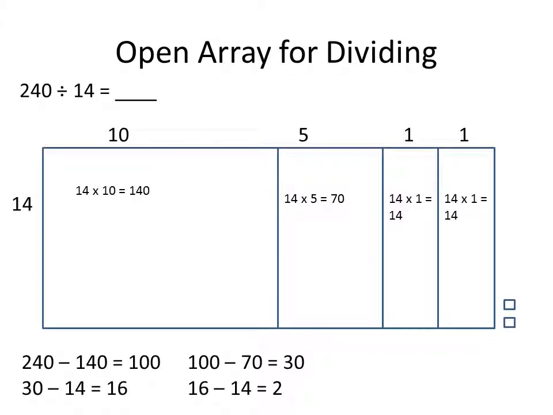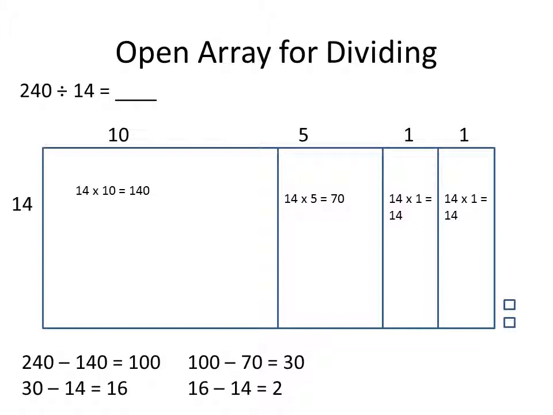The last strategy to think about is this idea of an open array. The 240 is going to be represented by the value of the numbers inside of the array, and as we can see, the 14 is represented by this dimension over here on the left side. It works very similarly to the idea of multiple towers with friendly multiples, where a student would think about a friendly multiple. 14 times 10 is 140, and that would end up being the start multiple.